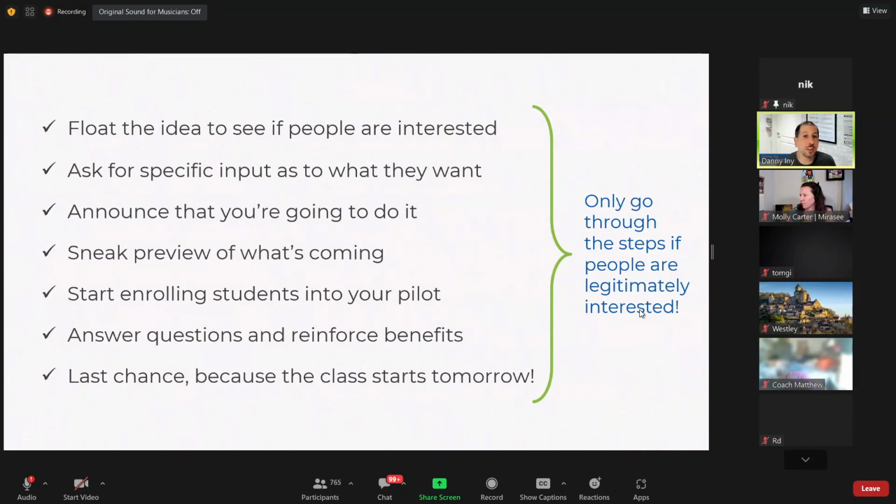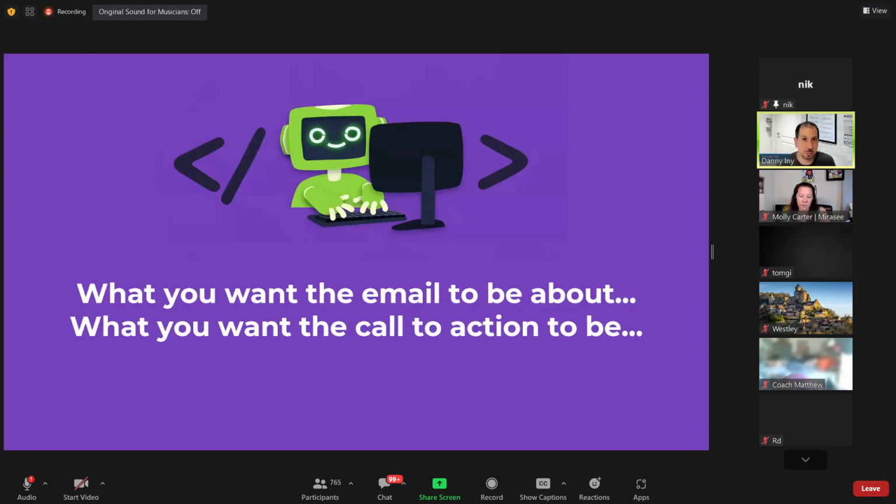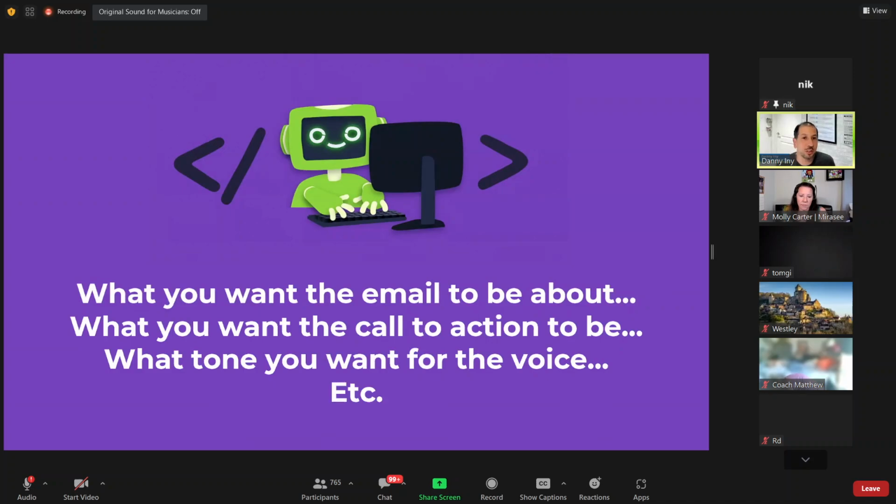And if copywriting isn't your strength, AI can help you write these emails, just so long as you give it really specific instructions about what you want the email to be about, what you want the call to action to be, what tone you want for the voice, etc. And I think you get it. We're back to the idea of giving AI hyper-specific instructions. So let's practice that. I'm going to give you a few minutes to write a prompt asking ChatGPT to write an email in a marketing sequence like the one we just outlined.